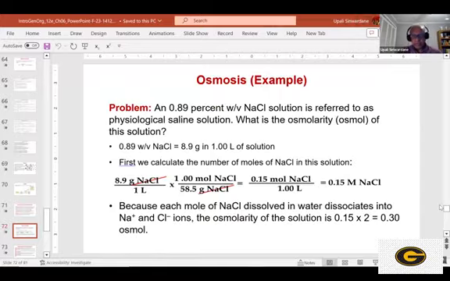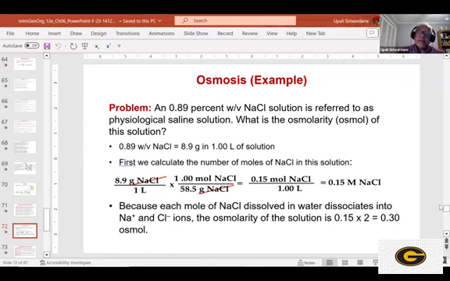So you have to calculate the osmosis. You have to know the molarity of the solution, also the number of particles of the ionic compound. Osmolarity for this solution is 0.15 multiplied by 2. Osmolarity of 0.15 solution of sodium chloride is 0.30. Osmolarity of different substances decides whether they are isotonic, hypotonic, or hypertonic.